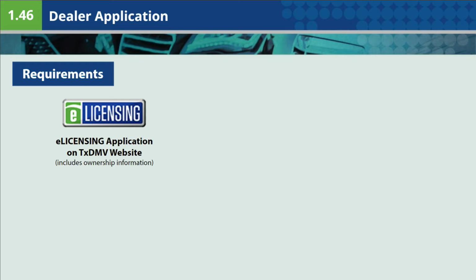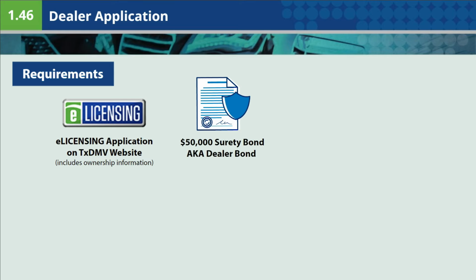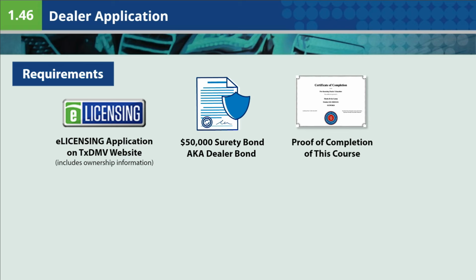Make sure that you have the following items saved electronically so that you can upload them to your application. As we discussed, you'll need to provide a $50,000 motor vehicle surety bond, also called a dealer bond, and the associated power of attorney document. Don't forget to sign your bond. And of course, you'll need to provide proof that you completed this course.